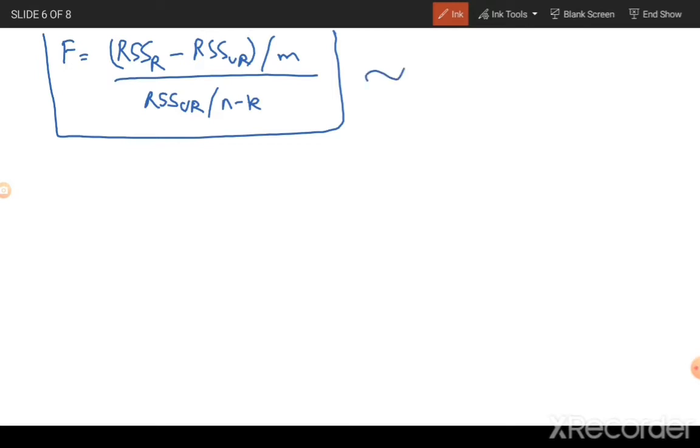Now this will obviously follow the F distribution with degrees of freedom m and n minus k. Remember, m is the degrees of freedom of the numerator, n minus k is the degrees of freedom of the denominator.